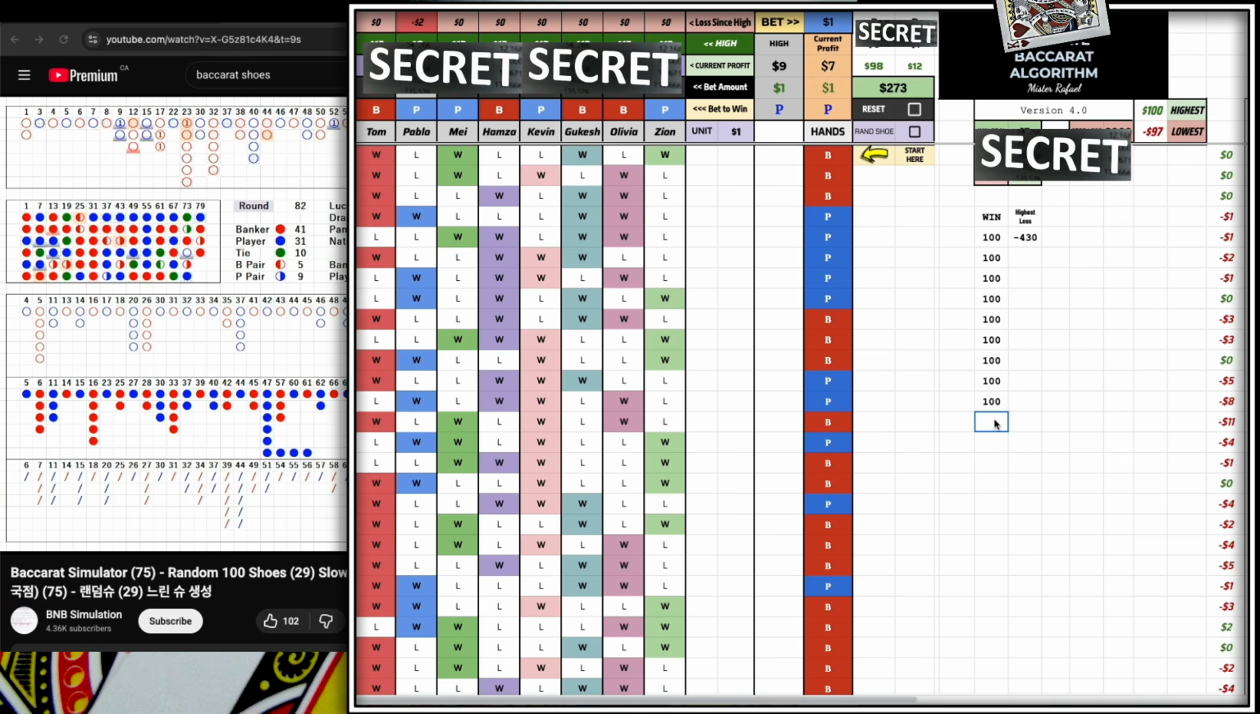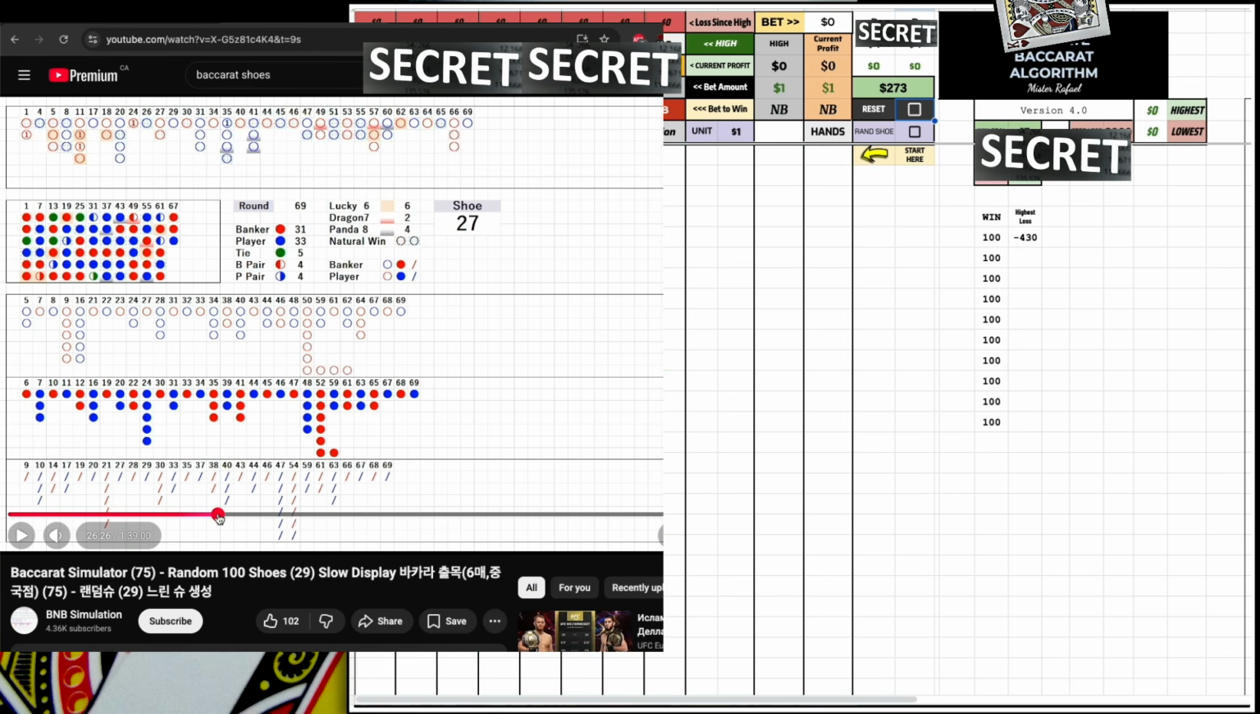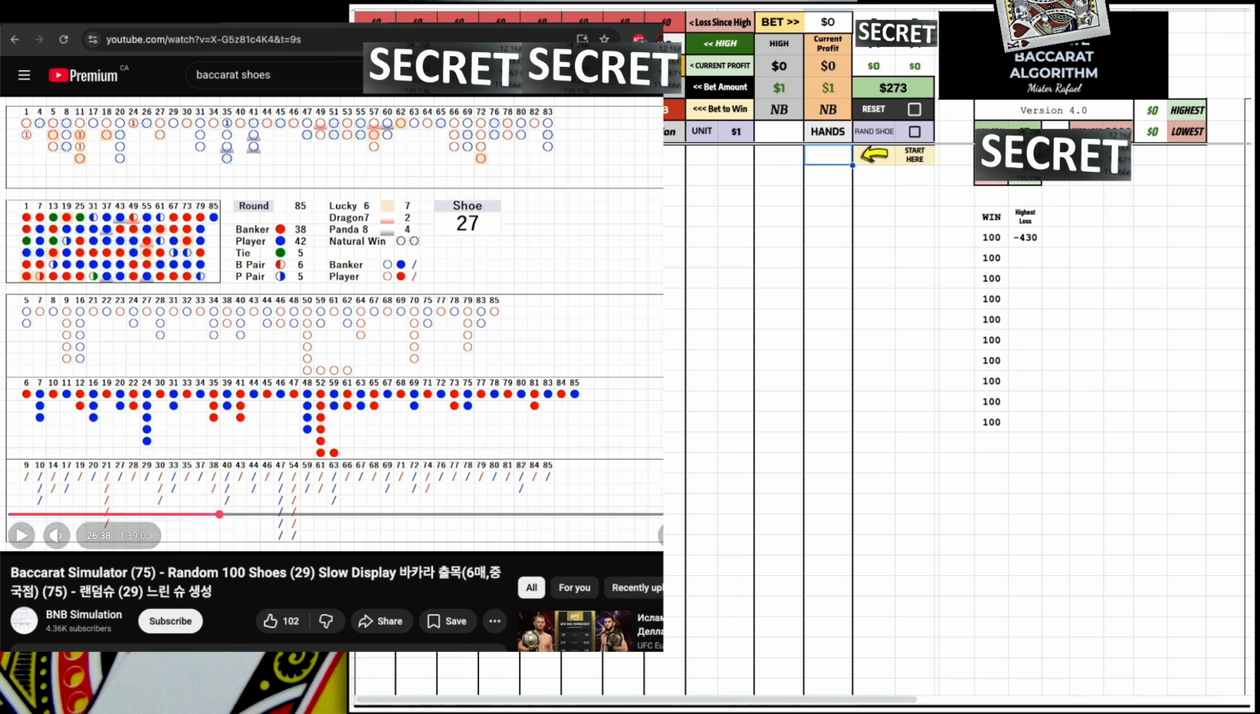So we're going to keep this the same. Add another 100. $1,000 in the bank. So even if your stop loss was minus 500, you'd still be up $500. All right, reset. Shoe 27. Let's keep going. And I'll pause it right there. Okay, 27.